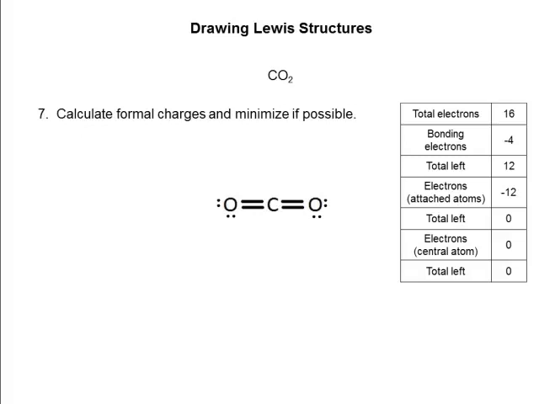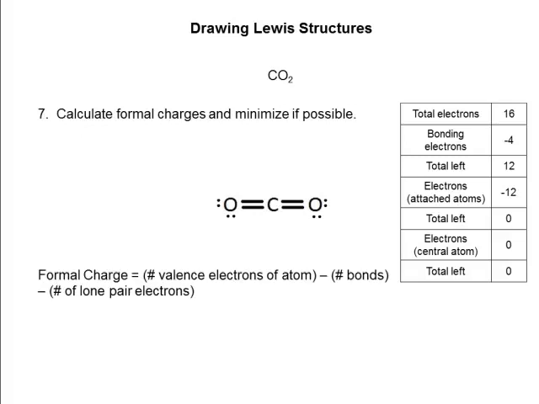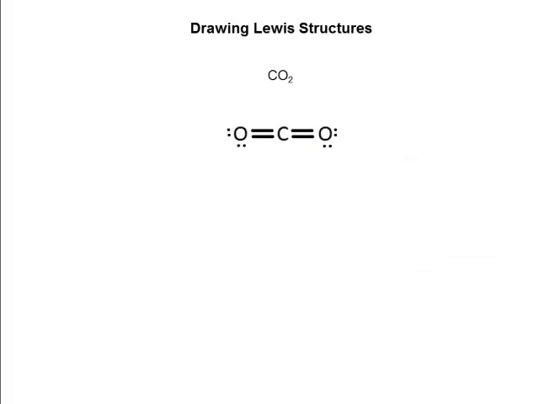Now let's calculate formal charges and minimize those if possible. Well, remember, formal charges, that's the equation for it. So with carbon, got 4 valence electrons minus 4 bonds. Remember, simply because it's a double bond doesn't mean we count it once. Each one of those lines counts as 1. Okay, so 4 valence electrons minus 4 bonds minus 0 lone pair electrons gives us a 0 formal charge. Oxygen, 6 valence electrons minus 2 bonds minus 4 lone pair electrons gives us a 0 formal charge. So everything has a 0 formal charge, it's happy. So the Lewis structure for CO2 would look like this.